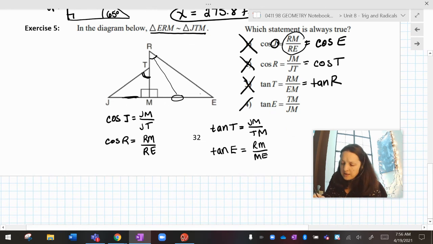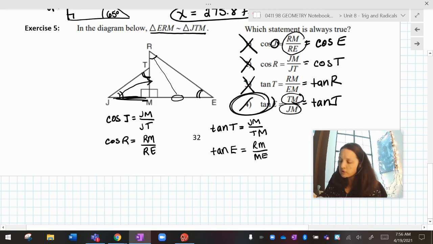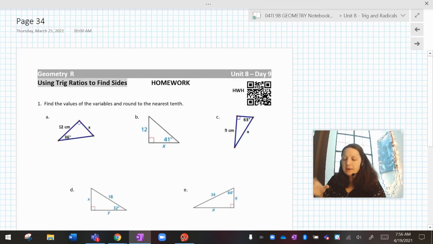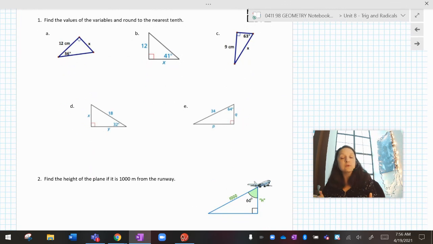And then tan E. Well, E is the same as J. So maybe this is the same as tan J. Tan J would be opposite, TM, over adjacent, JM. Hallelujah. We finally found the answer. Now, that's more than I really need you guys to completely understand. That's just a creative way to remind you that when we have similar triangles, their trig ratios should match up. But in a nutshell, what I need you to be able to do is solve for sides using trig. And that's what this homework does.